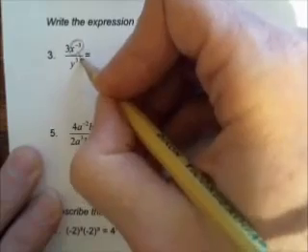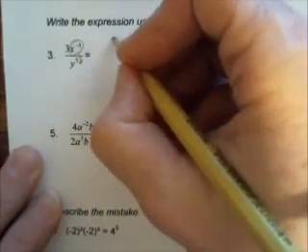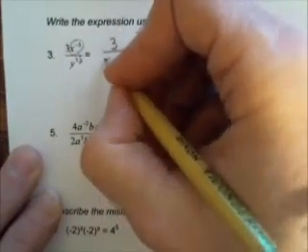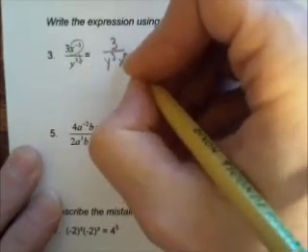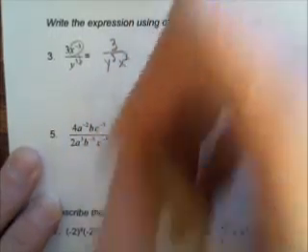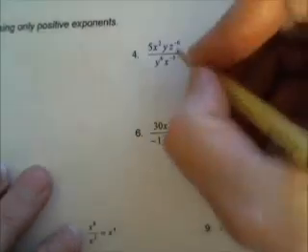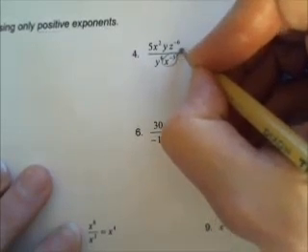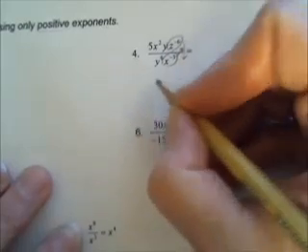X to the negative 3 moves downstairs and becomes x to the positive 3. So what we're left with is a 3 on the top, a y to the 3rd on the bottom. The y didn't move, but the x to the negative 3 moved downstairs. So there's the first answer. Number 4. You have an x to the negative 3 moving upstairs. You have a z to the negative 6 moving downstairs.